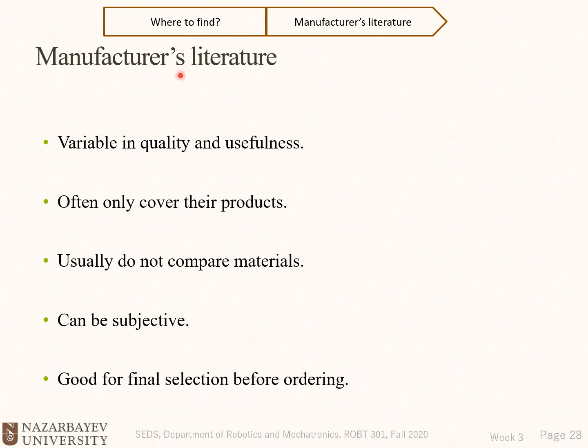Manufacturers' literature or manuals: variable in quality and usefulness. So some manuals are good and have high quality. Some of them are low quality and often only cover their own products, which is still good when we want to buy a product from that specific company, so we want to know more about that product. They usually do not compare materials. They can be subjective, yes, so we should be careful. And they are good for final selection before ordering. Okay, so it's good for the final touch.